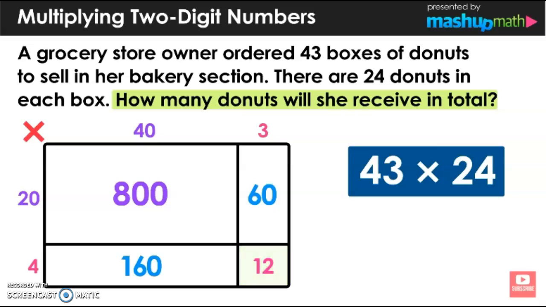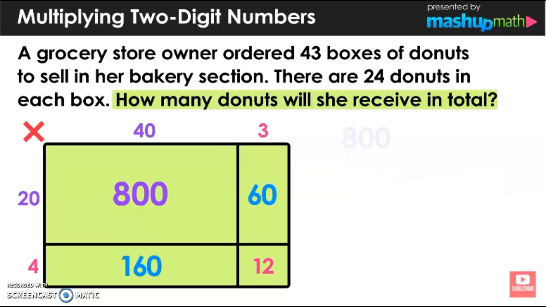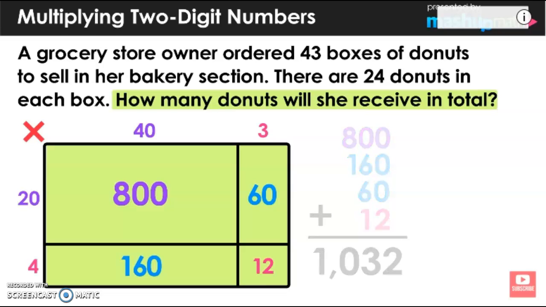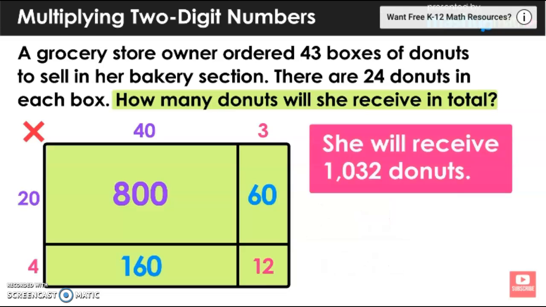And now that we have completed our area model, we can use it to find the value of 43 multiplied by 24. And we can do this by finding the sum of those 4 values inside the area model. So we take 800, 160, 60, and 12 and add them all together to have a total of 1,032. So now we can conclude that she will receive 1,032 donuts in total.